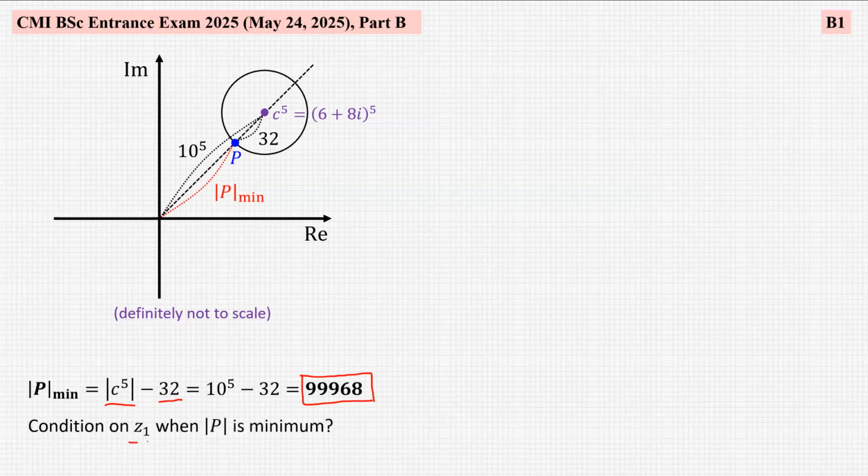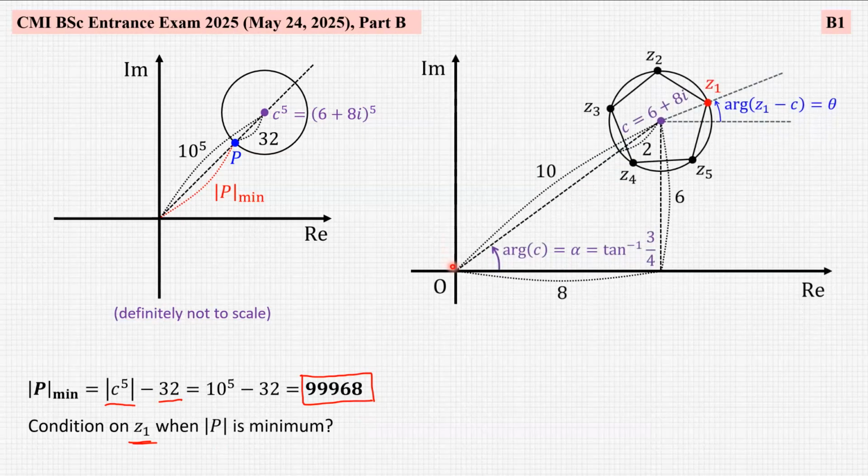What would be the condition on z1 when absolute value of p becomes minimum? In order to answer that question, let us get back to our initial circle showing 5 roots centered at c. Let alpha be the argument of c. You can easily find out that alpha is equal to the inverse tangent of 3/4. Then the argument of c to the 5th power is 5 alpha. We are trying to find all possible cases, so we can express the angle between this ray and the real axis as the general angle 5 alpha plus 2k pi, where k is integer.